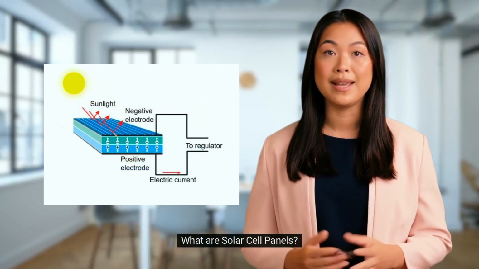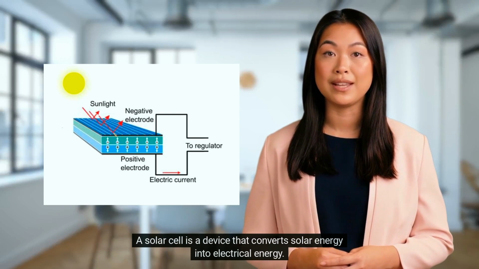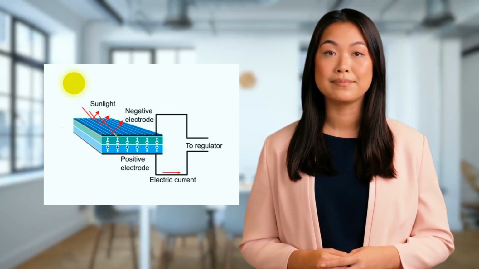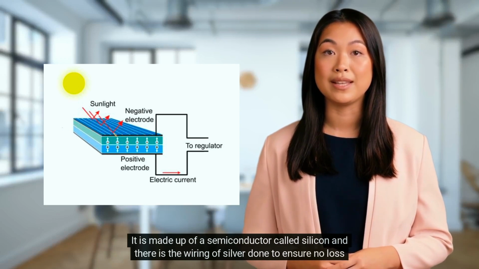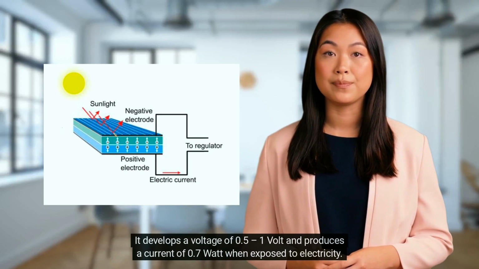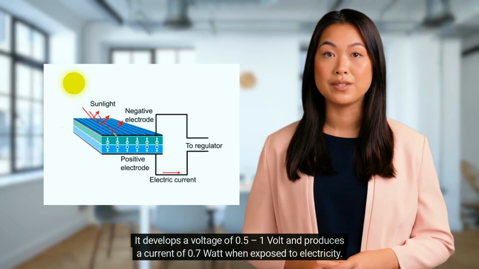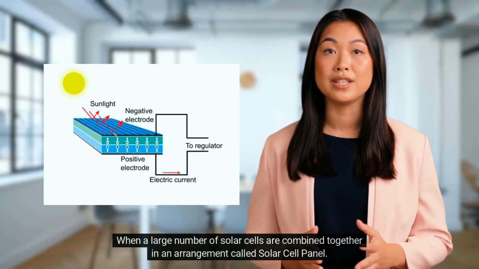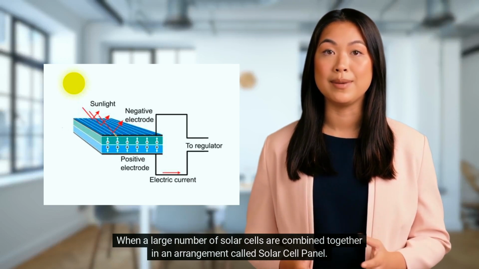What are solar cell panels? A solar cell is a device that converts solar energy into electrical energy. It is made up of a semiconductor called silicon, and there is the wiring of silver done to ensure no loss of electricity. It develops a voltage of 0.5 to 1 volt and produces a current of 0.7 watt when exposed to electricity.